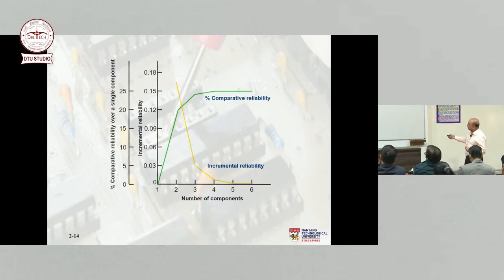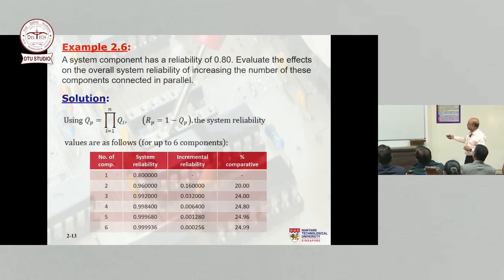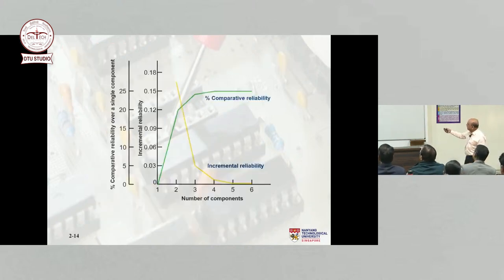In fact, the greatest change occurs from the first component to the second component, right? The greatest change, the 20%, if we go back to that table, the greatest change takes place here. Here it's only 4% more. Here it's less than 1%. Here it's less than even 0.2%, and so on and so forth. So the second curve is the one in light green, and that is incremental reliability. You see again, with the addition of the first component, the incremental reliability is high. And after that, it is smaller, and it is going towards 0.